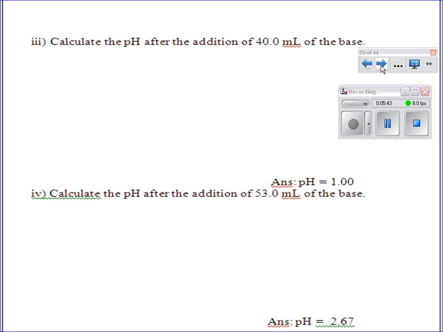Now, when it says the addition of 40 mils, it's not 420 plus the 40. You got to the 40 on the burette, so you just use 40 mils. Don't use 60. Last class, they were trying to use 60. Okay, do y'all understand that? All right. So again, we have the invasion.